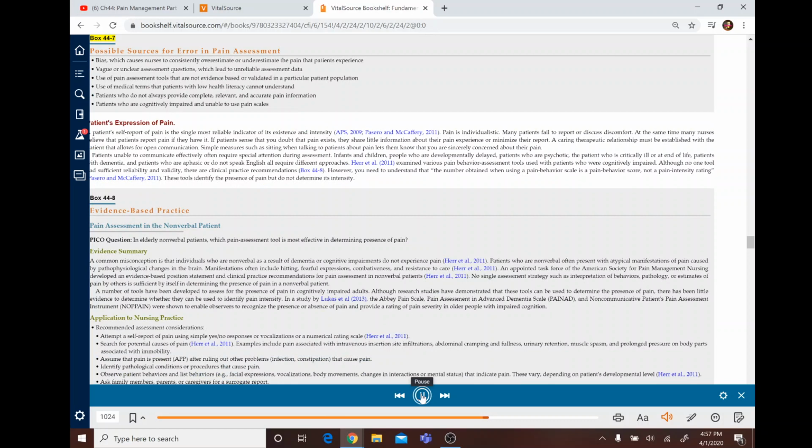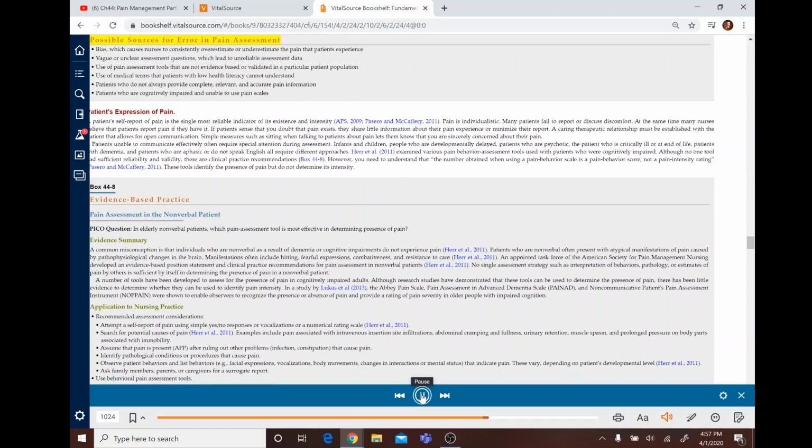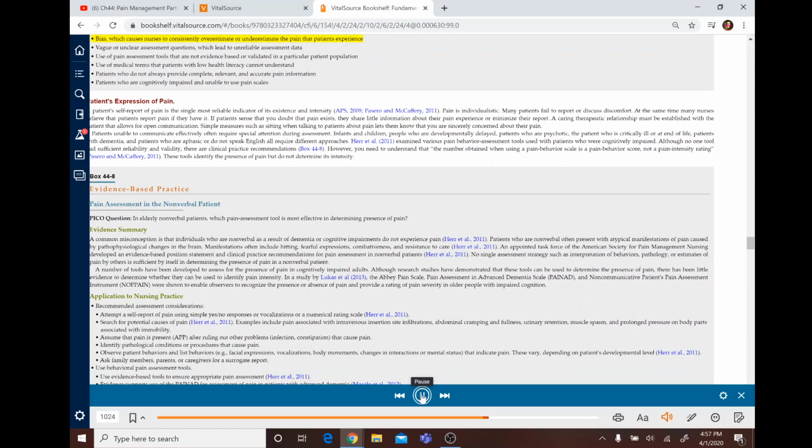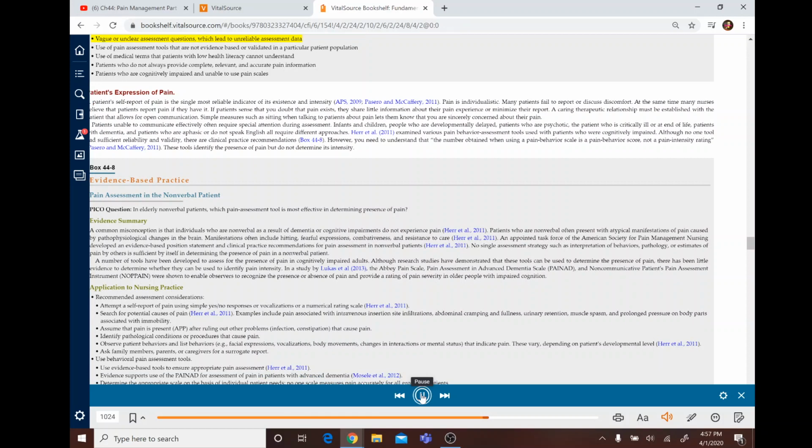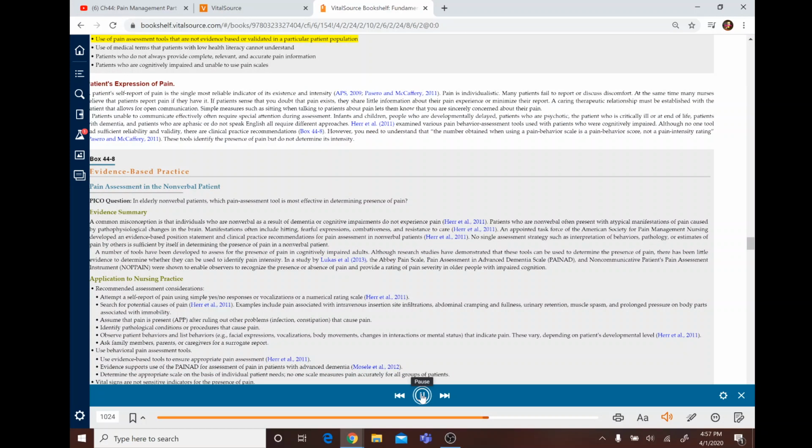Box 44-7. Possible sources for error in pain assessment. Bias, which causes nurses to consistently overestimate or underestimate the pain that patients experience. Vague or unclear assessment questions, which lead to unreliable assessment data. Use of pain assessment tools that are not evidence-based or validated in a particular patient population.